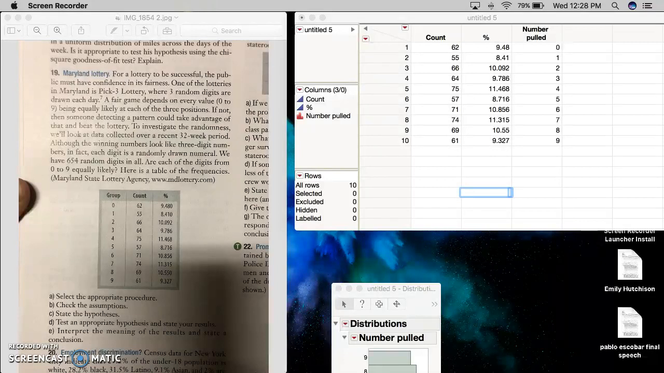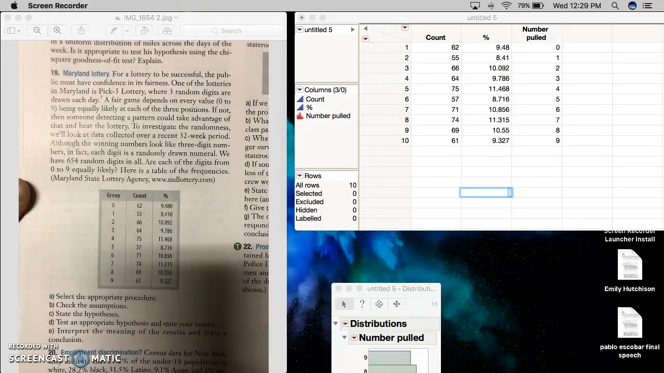A fair game depends on every value 0 to 9 being equally likely at each of the 3 positions. If not, then someone can detect a pattern and take advantage and then beat the lottery. To investigate the randomness, we'll look at data collected over the recent 32-week period. Although the winning numbers look like 3-digit numbers, in fact, each digit is a randomly drawn numeral.